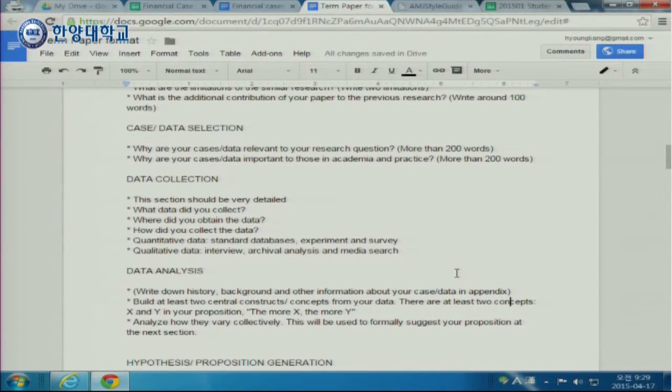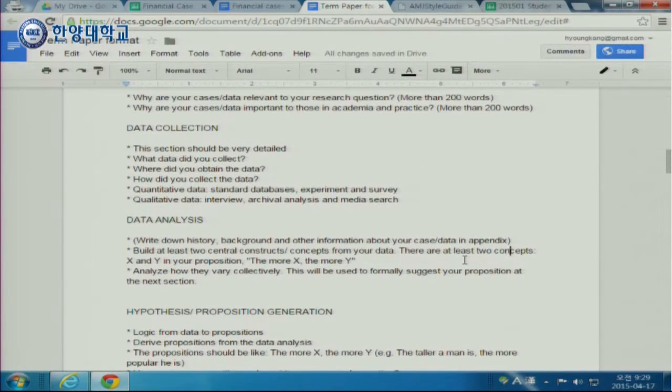And then your goal is to generate something like this: the more X, the more Y. So there are two important concepts in your data, and you find that when X changes, Y changes. Then this is a pattern. You find the variation in X and the variation in Y, then you can relate them, and analyze how they vary collectively when X changes and Y changes. This will be used to formally suggest your proposition in the next section.